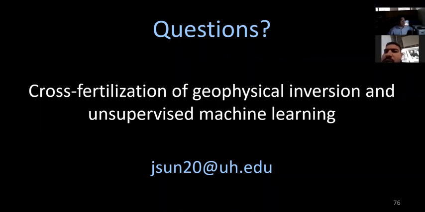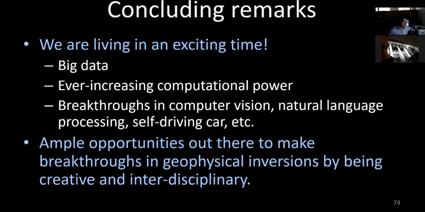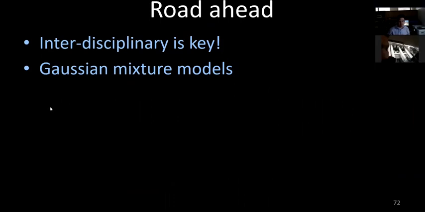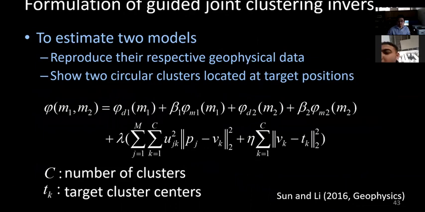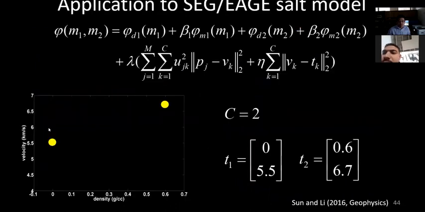Okay, so I'm trying to understand the question. So you're asking about clustering. So the basic idea is that we assume that we have access to the petrophysical measurement.